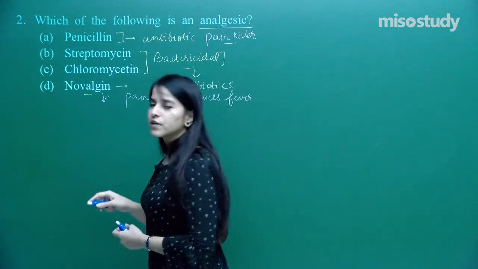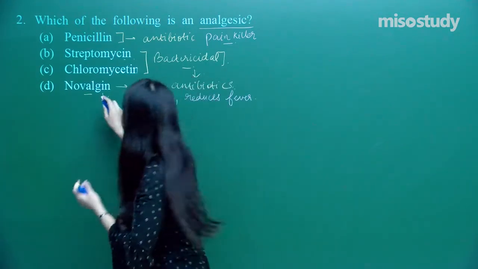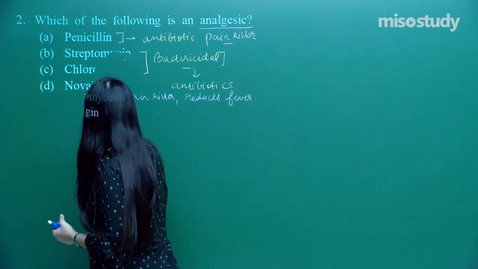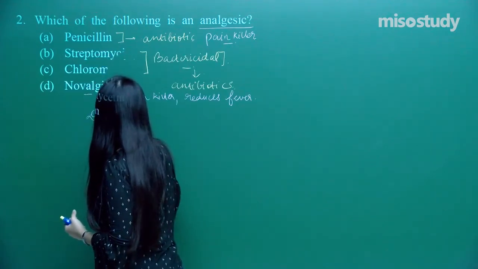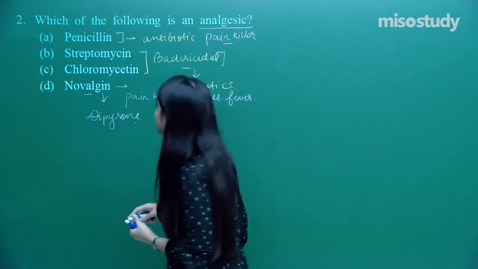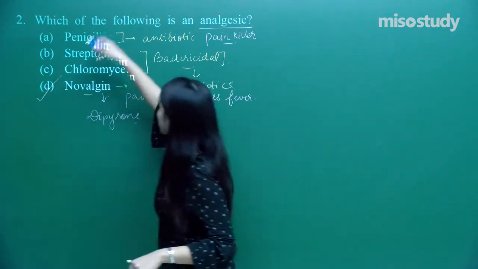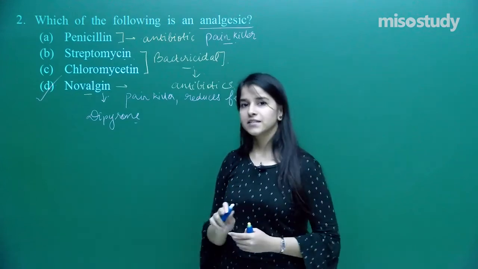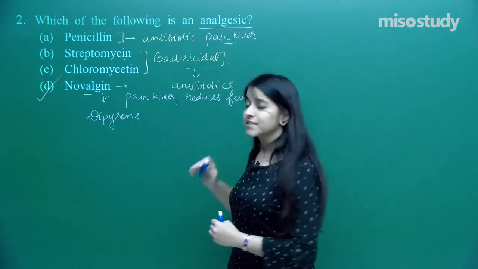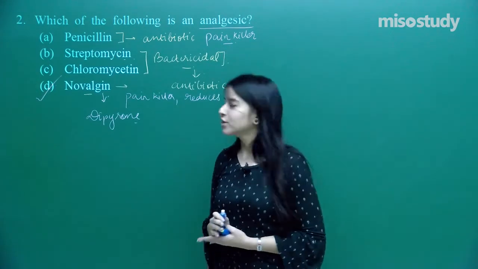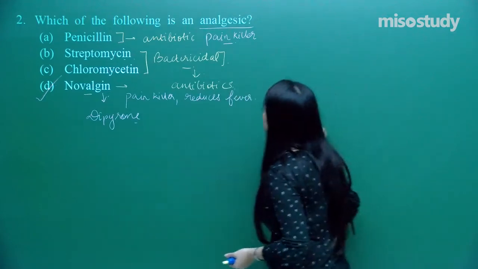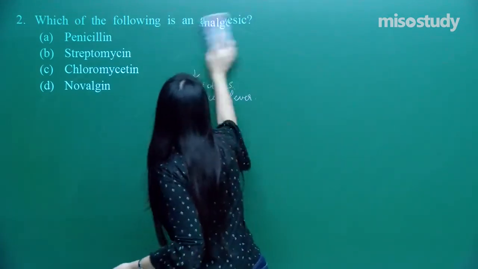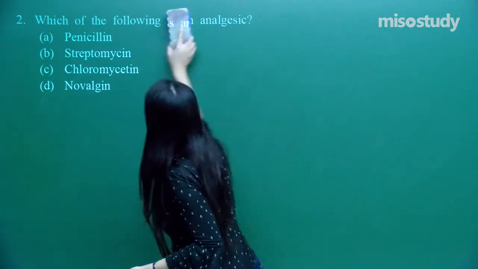And the compound involved in the Novalgen is dipyrone. So that is what we have. And the answer would be D, because all the others are antibiotics. Only one is left, that is the antipyretic or analgesic, we can say. So I hope you have got the point over here. Now let's move on to the next question. Question number 3. What do we have in question number 3?